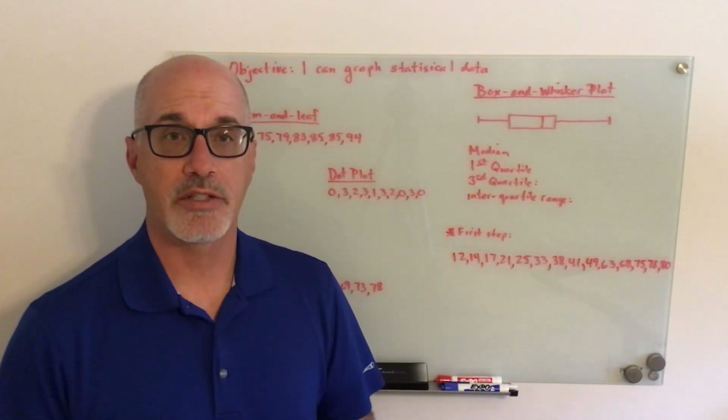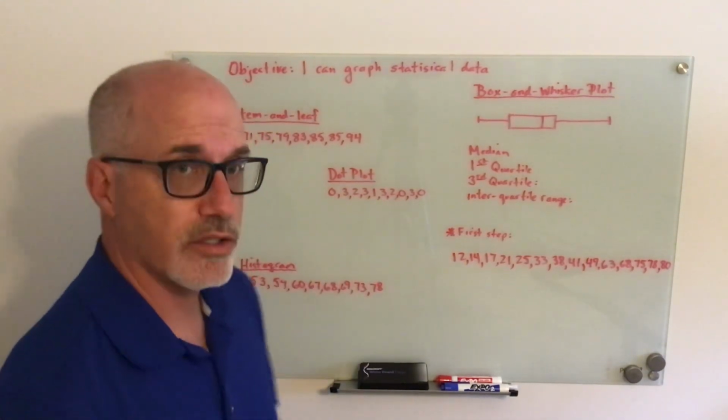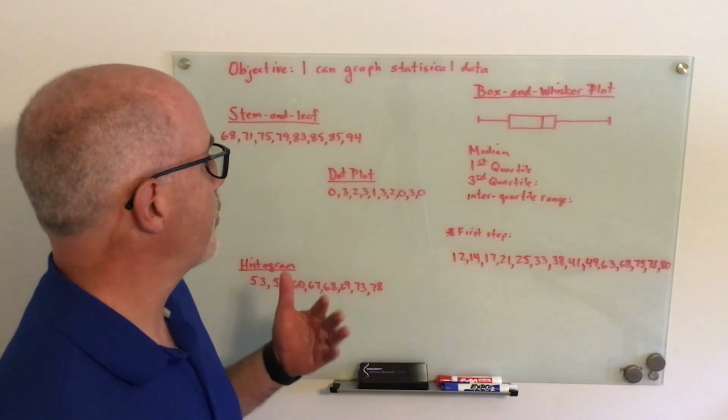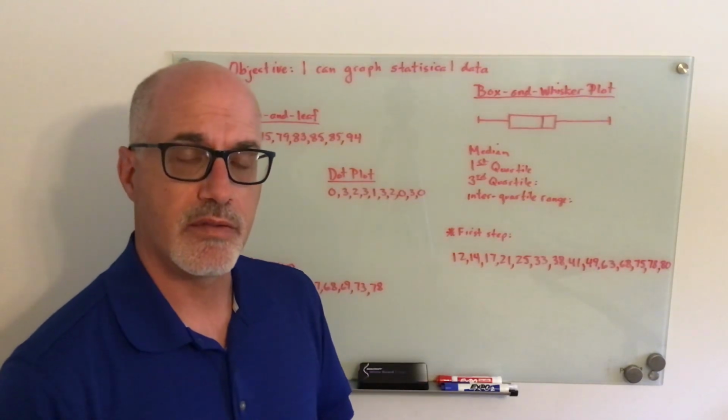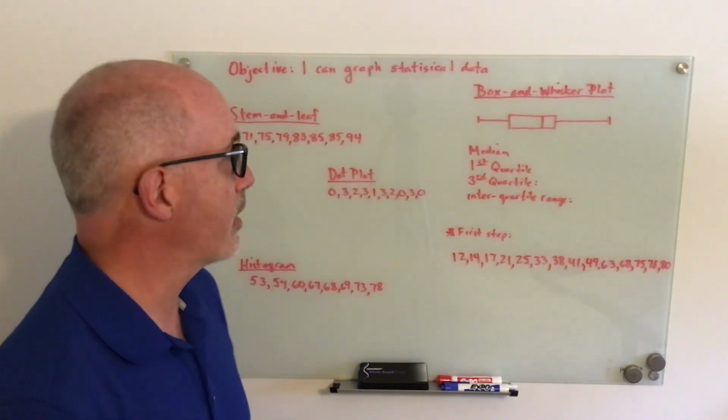We are going to talk about statistical graphs. So our objective is, I can graph statistical data. We're going to look at how we do 4 different types of statistical graphs. These aren't all of them, but there's some that we can start with here.